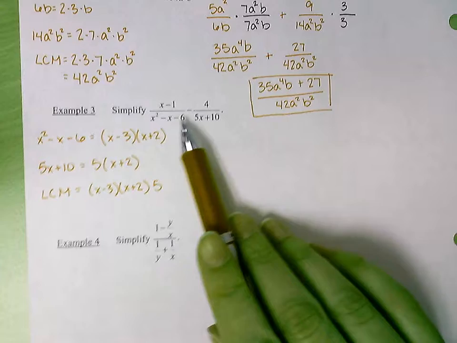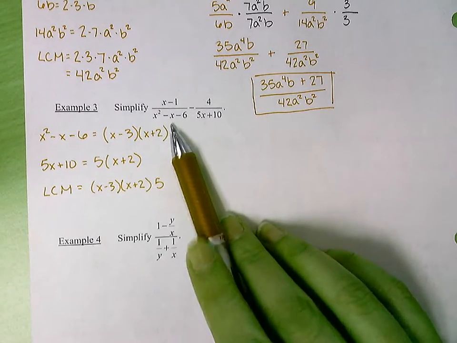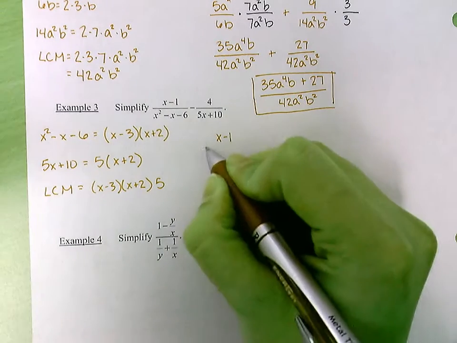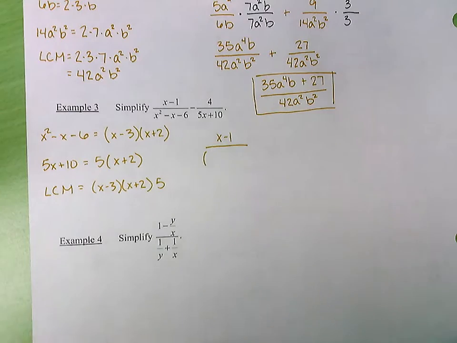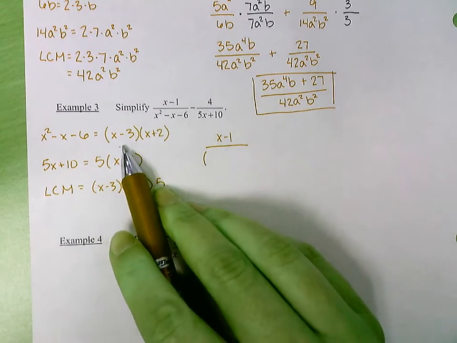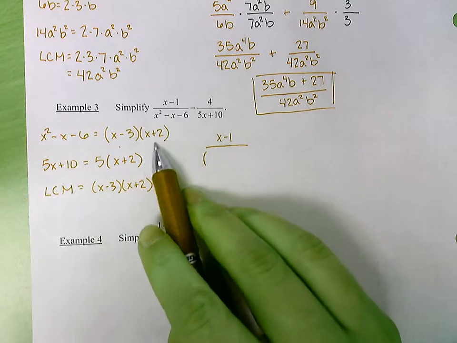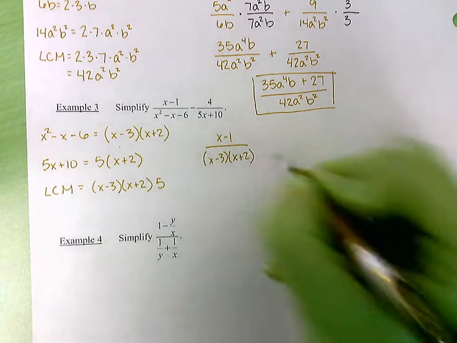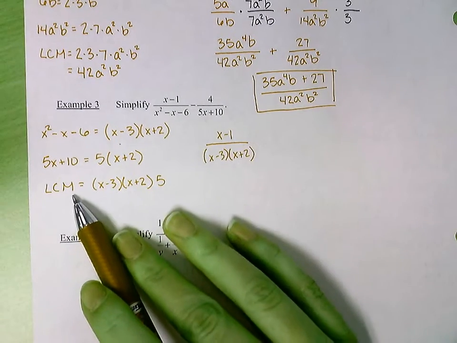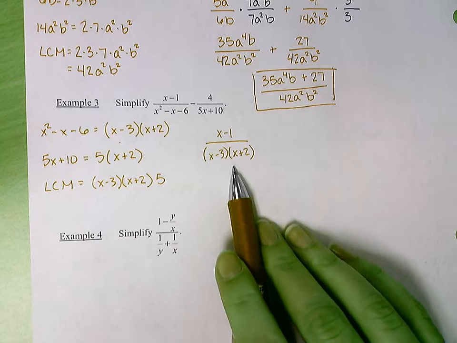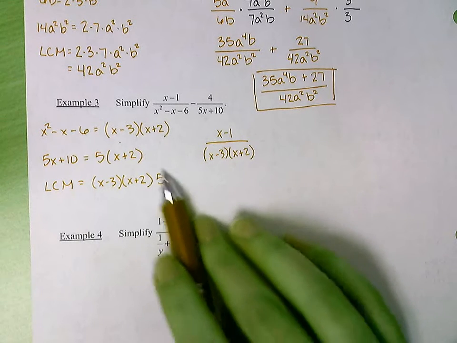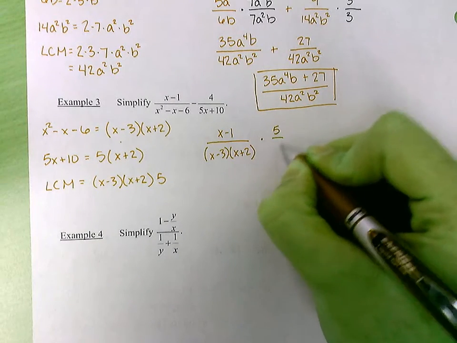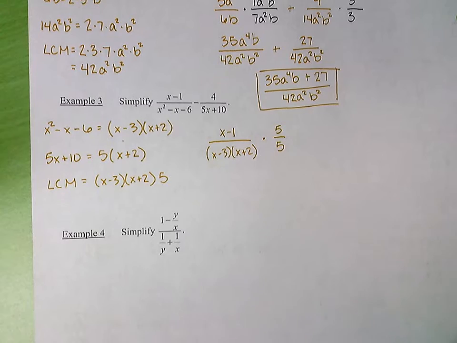Okay? So going back to our fraction, we have x minus 1 in the numerator. That's over, I'm going to keep this in factored form here. So I already factored this. It's off to the side here, so that's what I'm going to write in that denominator. Okay, so x minus 3 times x plus 2. Now to get my least common multiple for my least common denominator, all I have to do is add in this 5. Okay? That means I'm multiplying the numerator and denominator by 5.